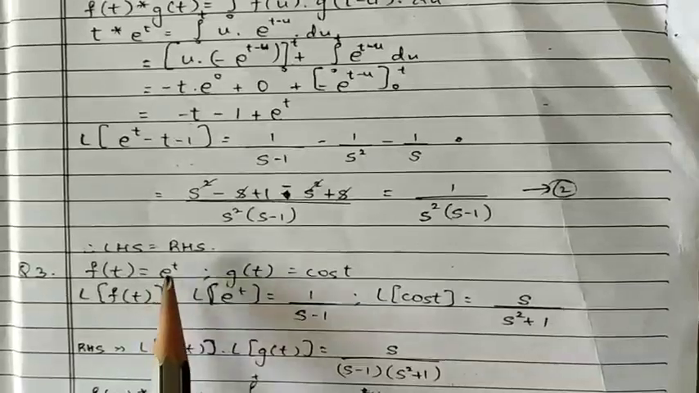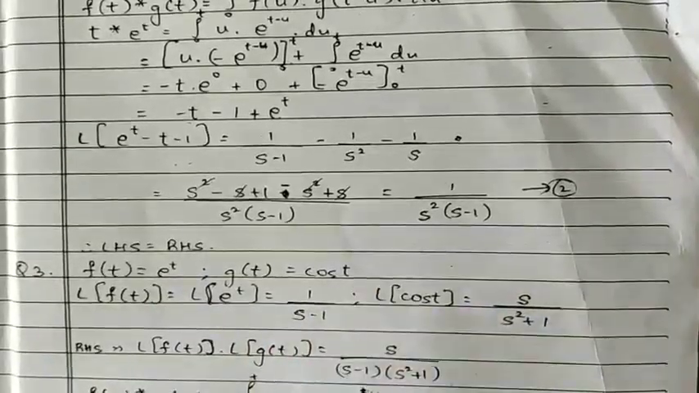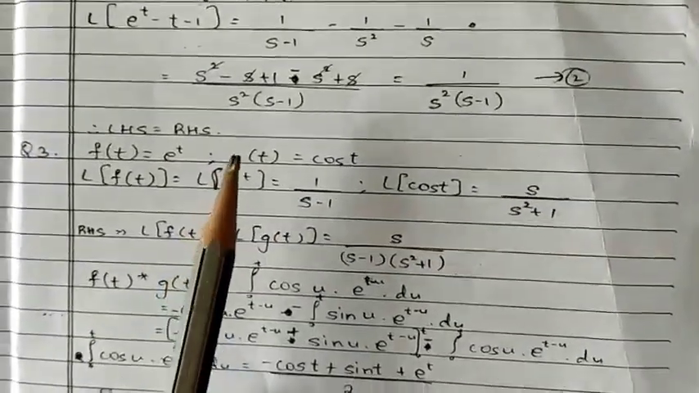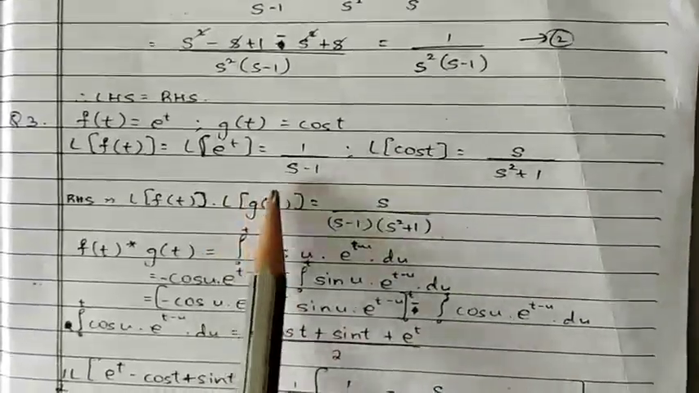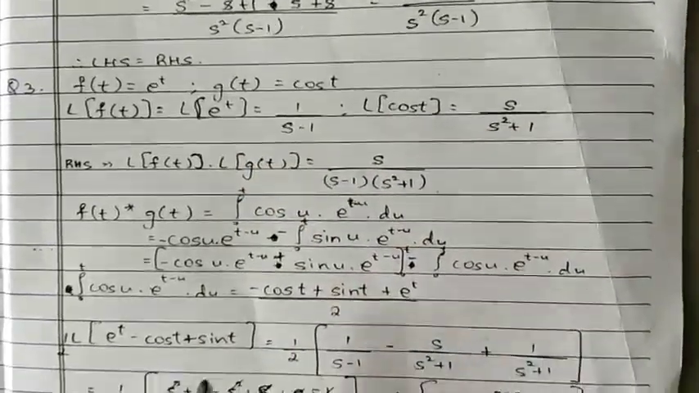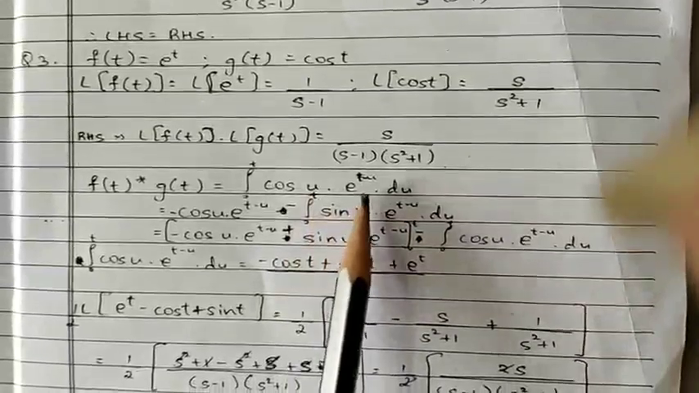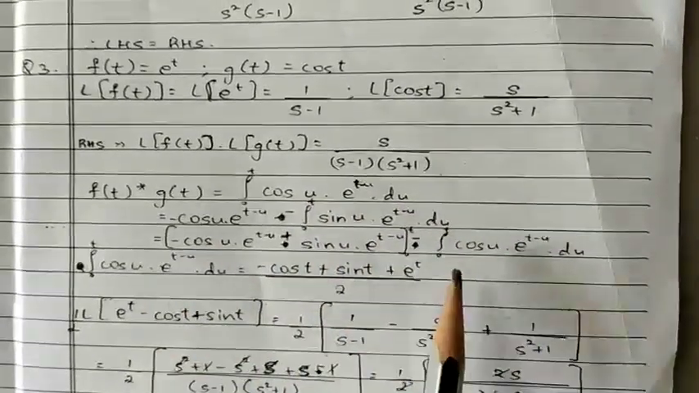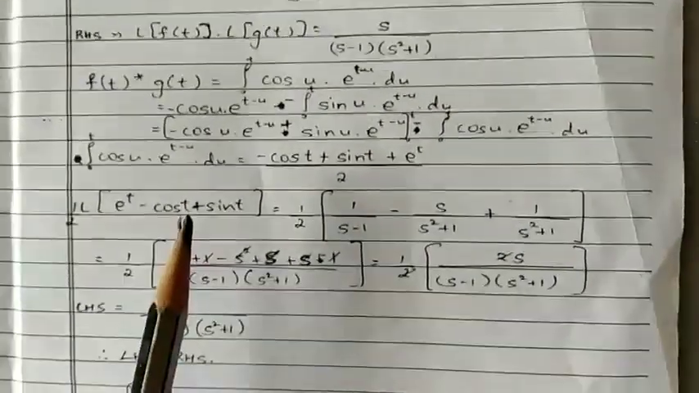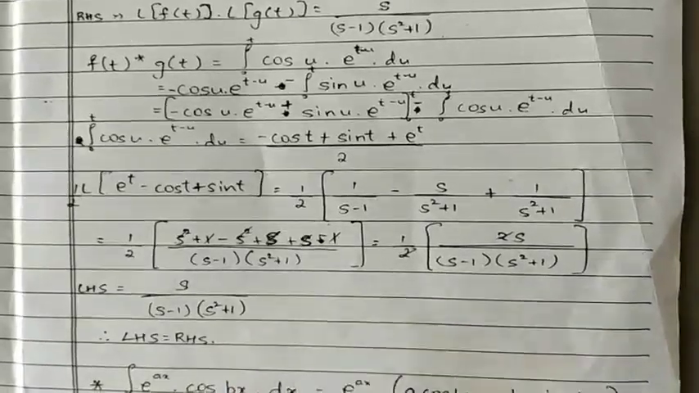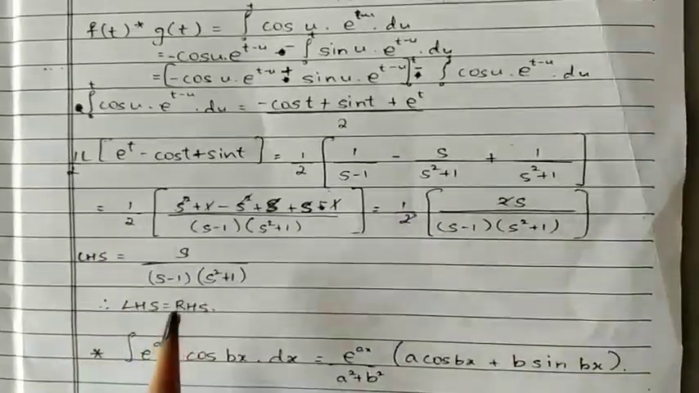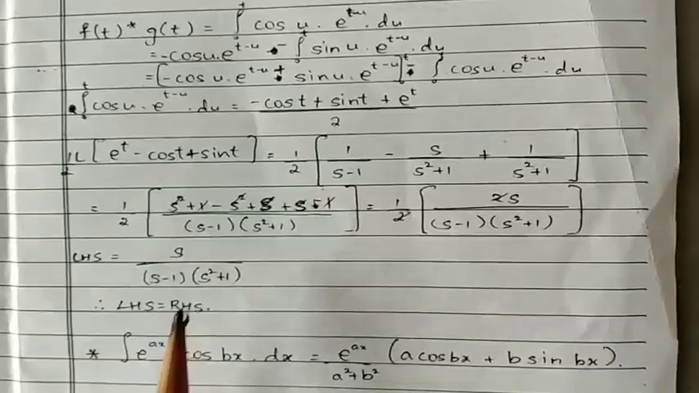One more example is e power t and cos t is given. I have already worked it out, you can just go through it. Laplace transform, and here cos u into e power t minus u you will get. You have to apply the u into v formula and apply Laplace transform. You will get LHS equals RHS.